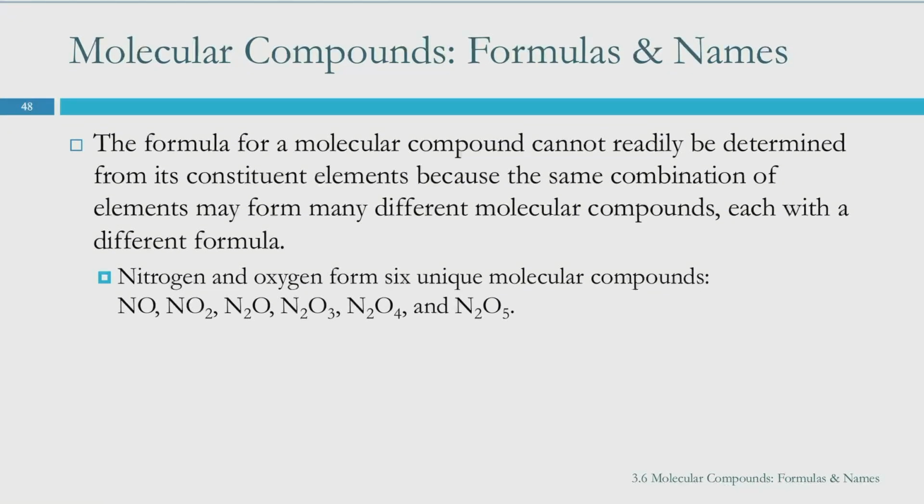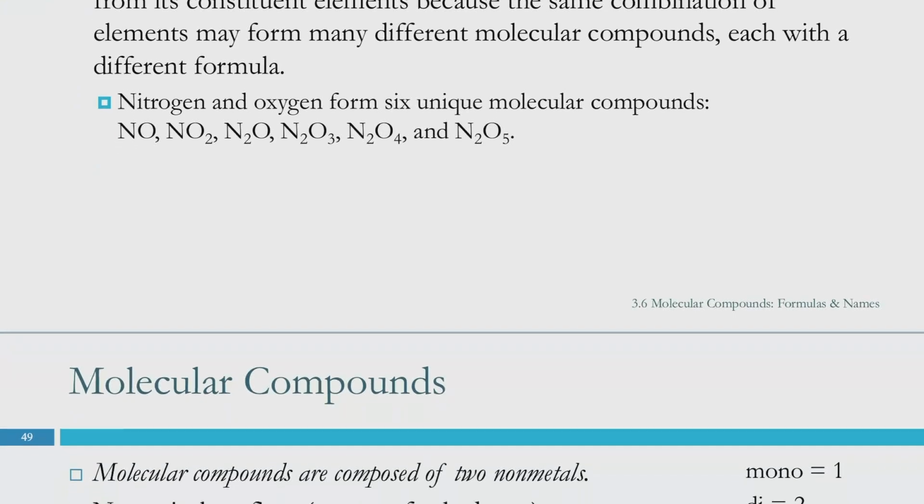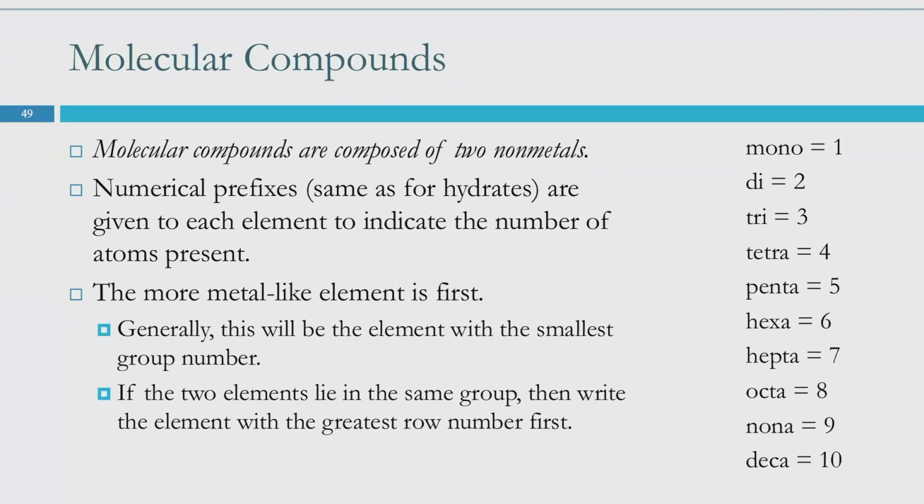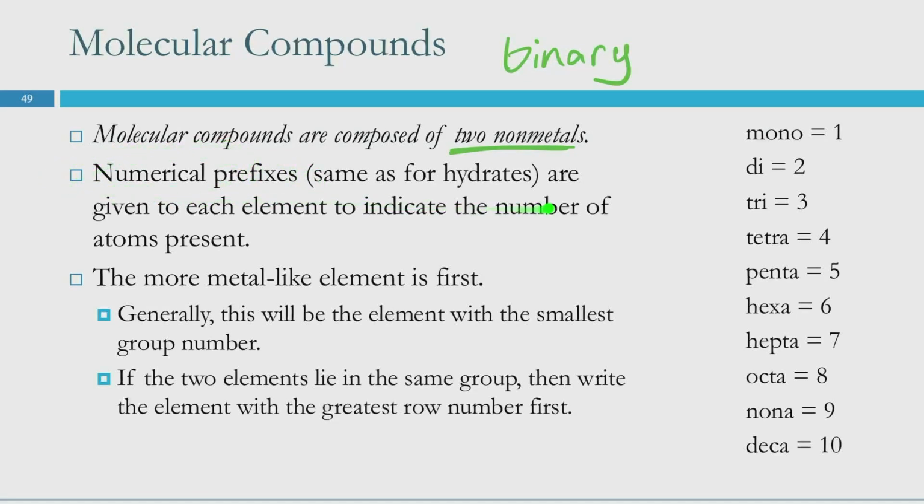Now moving on to our second category of things that we can name are molecular compounds. So our molecular compounds are all going to have a relatively simple form. Part of the issue with molecular compounds, the reason we can't use our ionic naming convention is that the formula can't be readily determined just based on the constituent elements, because we can have multiple combinations of them, as shown here for nitrogen and oxygen. Those are just a couple of unique molecular compound combinations that we can come up with. So for molecular compounds, we are going to be dealing with relatively simple molecular compounds. So if we have binary molecular compounds, where we only have two nonmetals, and there's no charge, then we use numerical prefixes. And these are the same as for hydrates.